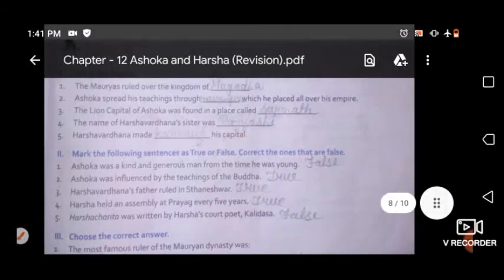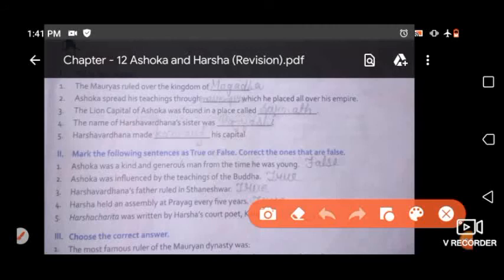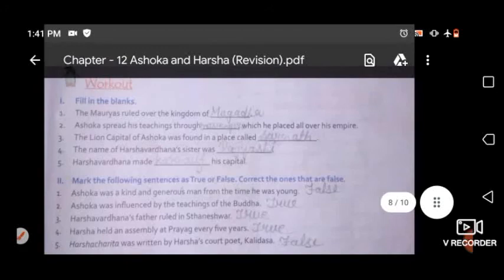Fifth one: Harshvardhan made dash his capital. So Harshvardhan made Kannauj his capital. Here you have to write Kannauj. What is the spelling of Kannauj? Kannauj.